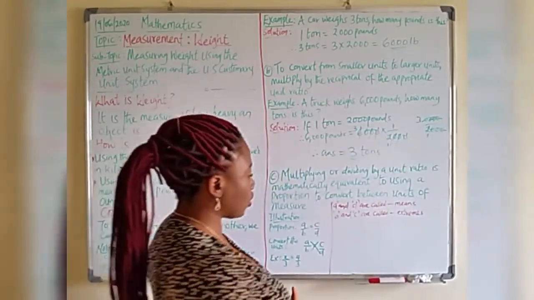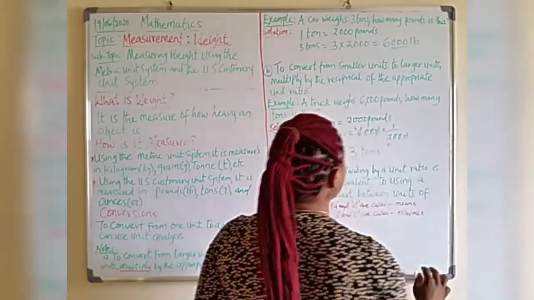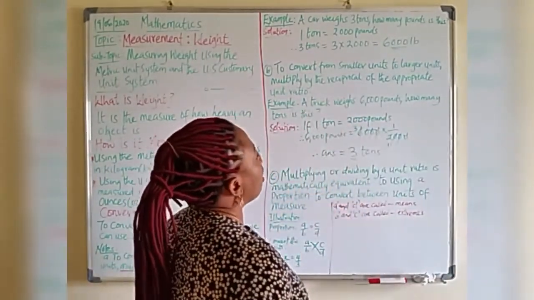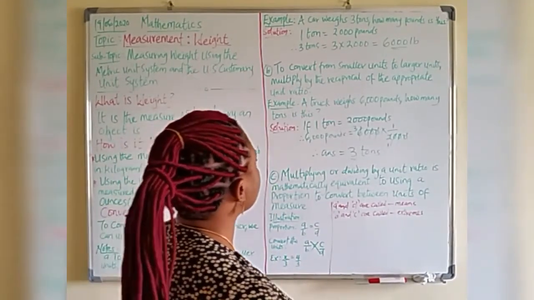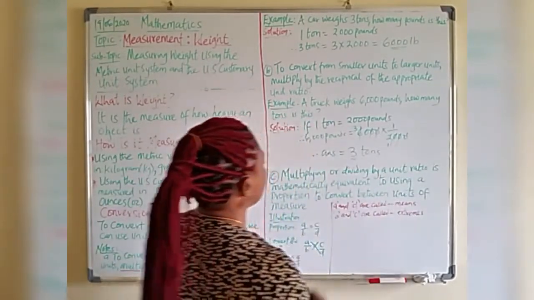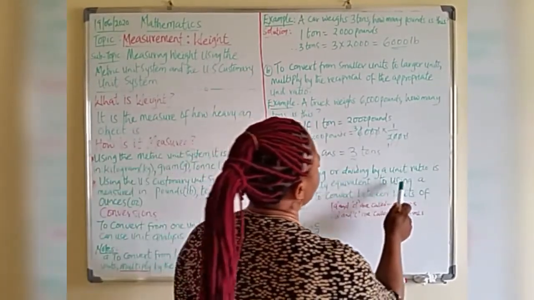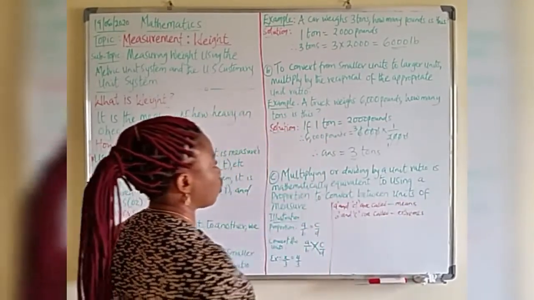That's simple. In order not to confuse you, please, I'd love to rub this off. Okay. Moving on. Our note C says, multiplying or dividing by a unit ratio is mathematically equivalent to using a proportion to convert between units of measure.